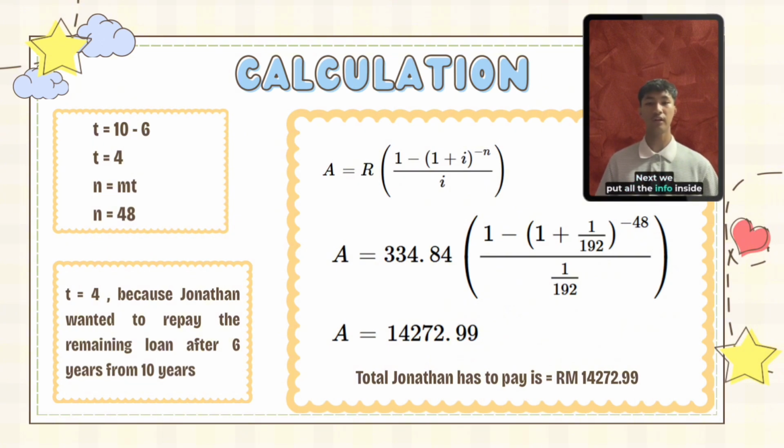Next, we put all the info inside the formula as shown below. And the final answer is the total that Jonathan has to pay to repay the remaining loan, which amounts to RM14,272.99.